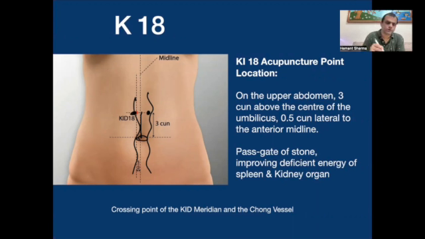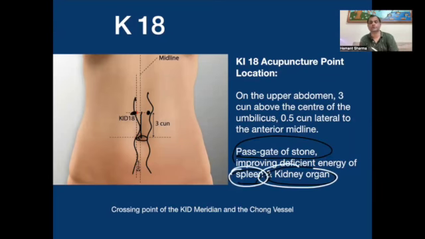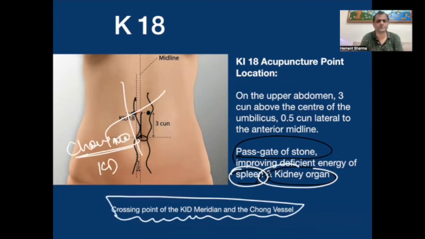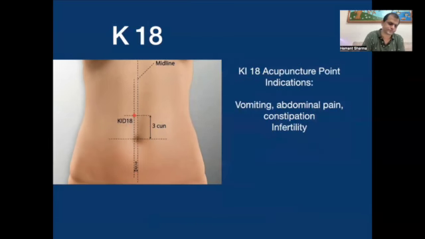Okay, so this is the pass gate point, the gate of the stone, and it improves the deficient energy of the spleen and the kidney organ. ये हमारे स्प्लीन और किडनी ऑर्गन की डेफिशिएंट एनर्जीज को बैलेंस करता है. And I will tell you once again, I already told you kidney 18 is the point where two meridians are crossing. Number 1 kidney, number 2 chongmo. So it is a crossing point of the kidney meridian and the chongmo vessel. Okay, kidney 18.